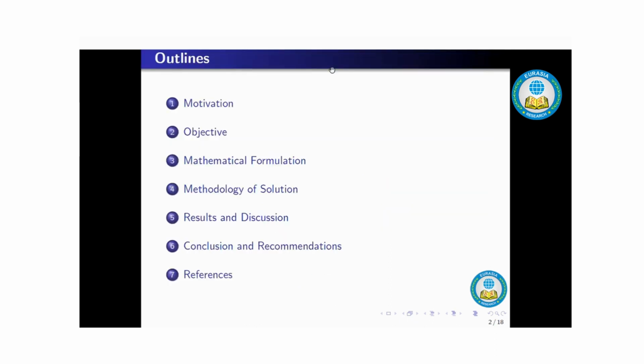Here, the outline of this presentation is: number one, the motivation behind this study; number two, the objective of this study; number three, the mathematical formulation of the problem; number four, methodology of solution of the problem; number five, the most important results in this study and their discussion; number six, the conclusion of this study; and number seven, the most important references used in this work.